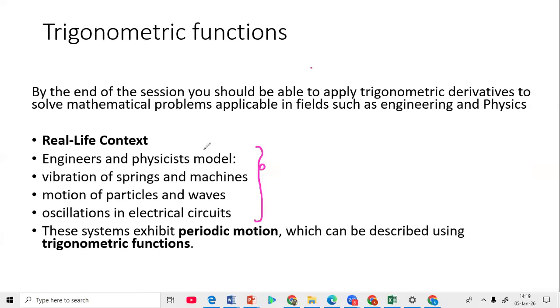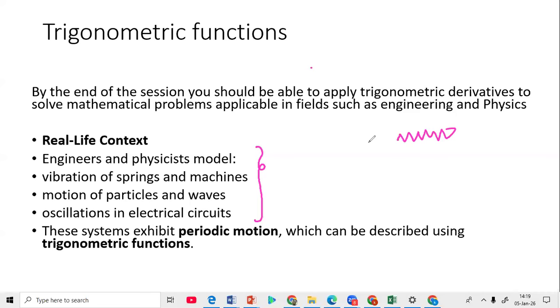We shall look at the engineering side. How do they use those trigonometric functions? We shall look at vibration of springs and machines. Sometimes, when they're reporting an earthquake, there is an instrument that measures the magnitude of the earthquake. There is a kind of seismic machine whereby the moment the earthquake happens, it will make a mark like this.